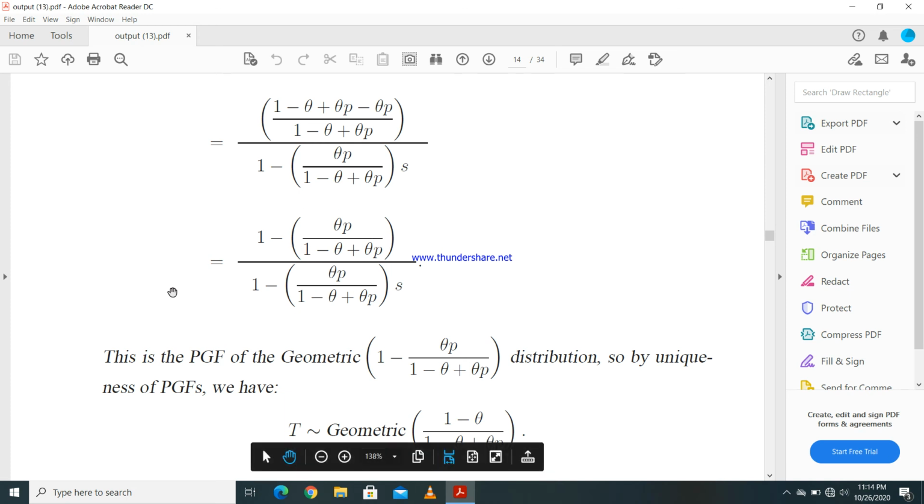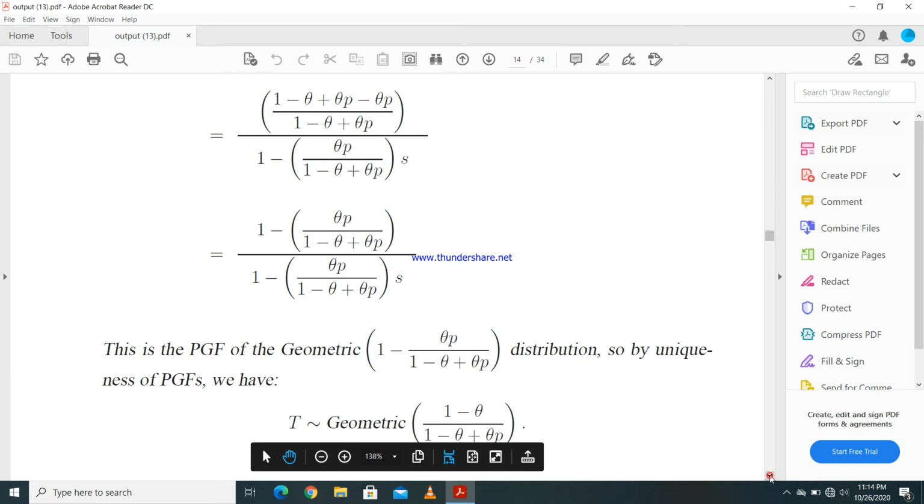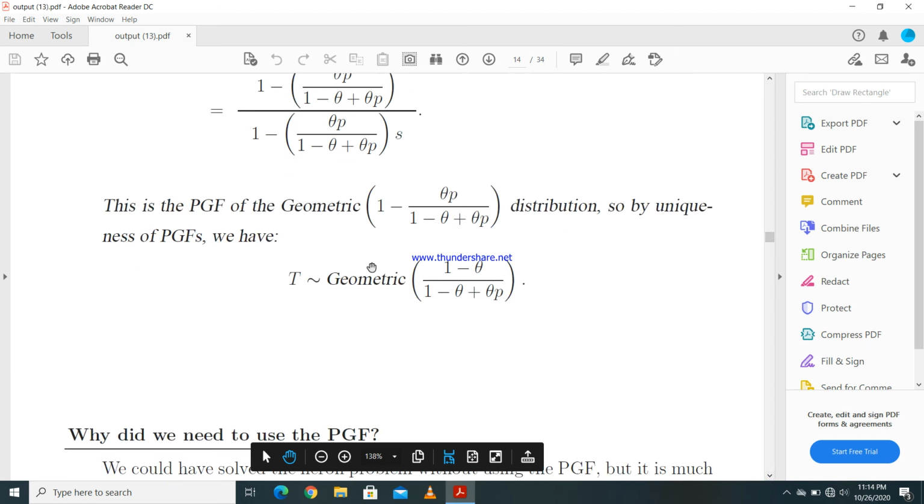So we can see the geometric distribution of 1 minus theta is this one. Now by solving this, in other words, this T has a geometric distribution with parameter theta into 1 minus theta into 1 minus theta plus theta p. So this is how we solve stochastic process problems, and how useful the probability generating functions are, right?